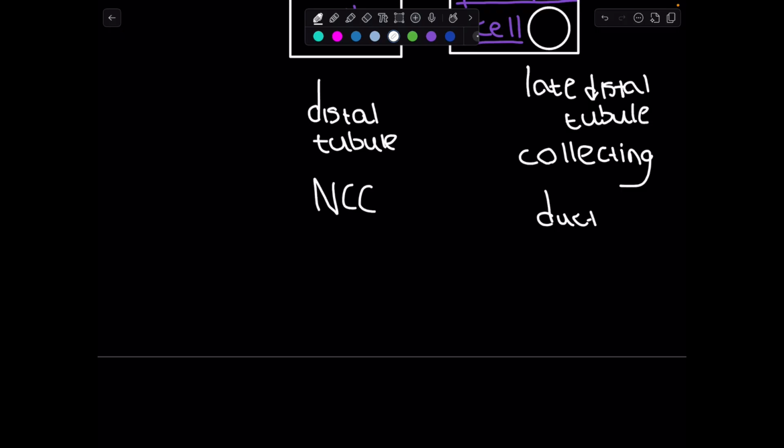So loop diuretics will increase the sodium delivery to the distal tubule in exchange for potassium, which is going to be excreted in the urine.